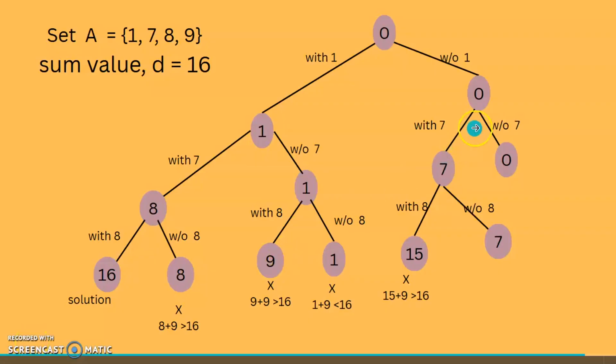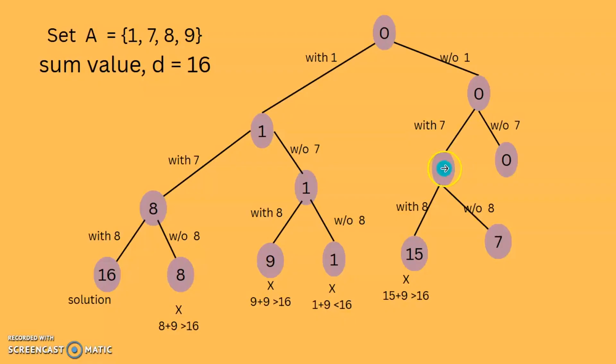Now let us progress in the left subtree of this path. So what is the sum value available here? 7. So now we have considered first element, second element. So consider the third element. Third element means the left subtree contains with 8, the right subtree contains without 8. So 7 plus this 8, the new sum value will be 15 here.